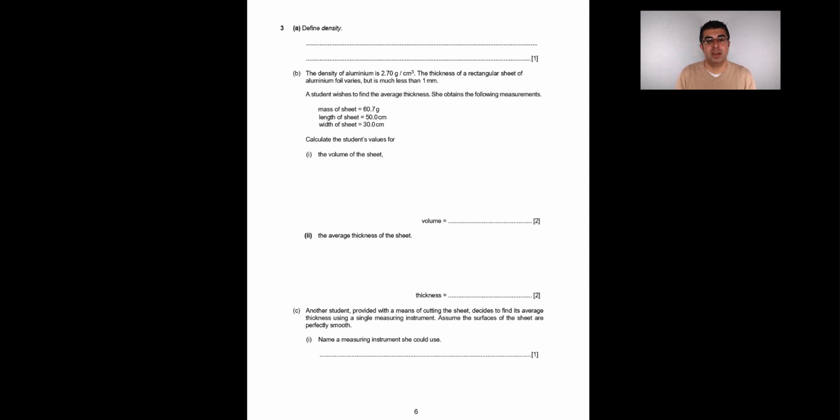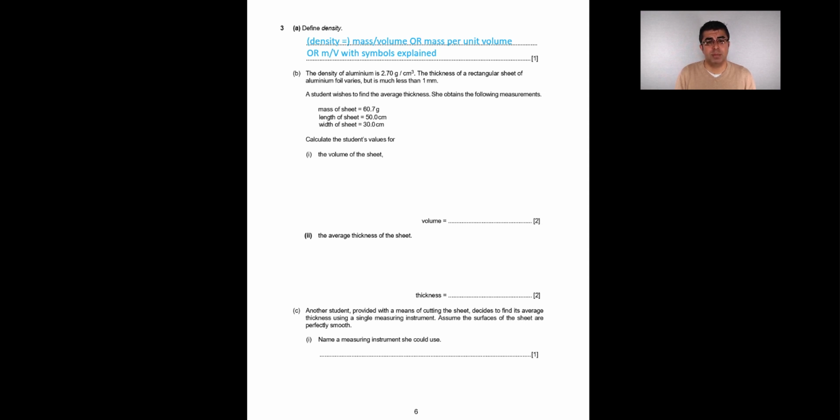Question number 3, define density. Well, the formula for density is mass divided by volume, or more correctly, mass per unit volume. As I've explained, if you're going to write the formula, you must write it in words for definitions. The proper definition is saying the formula in words, which is mass per unit volume.